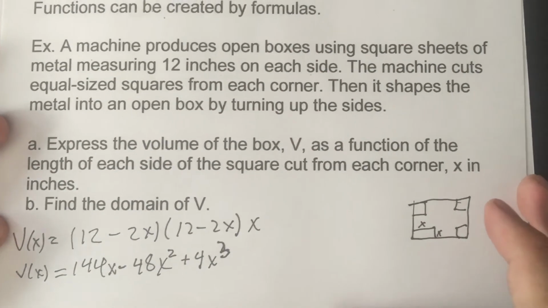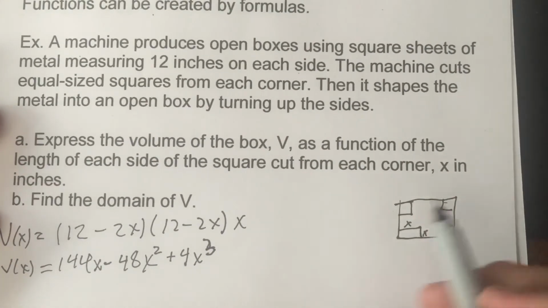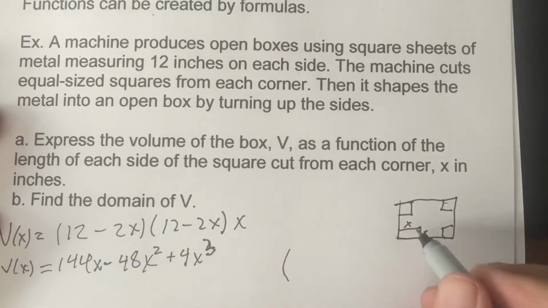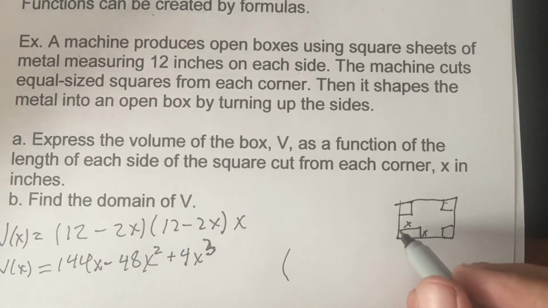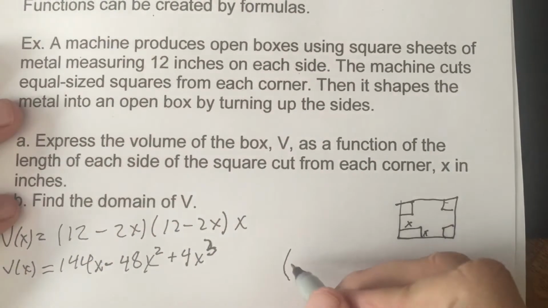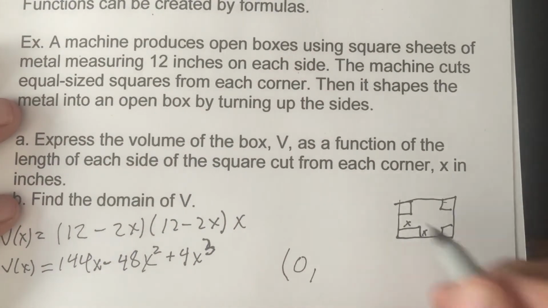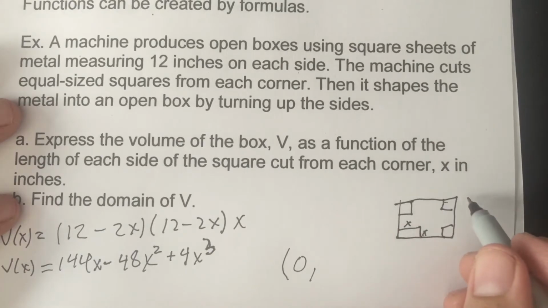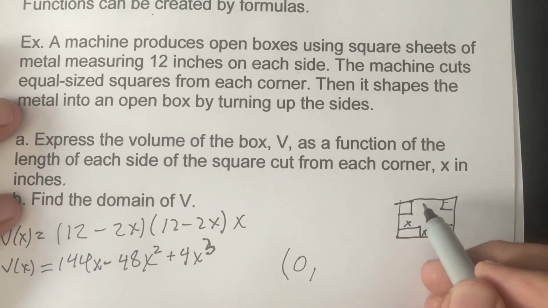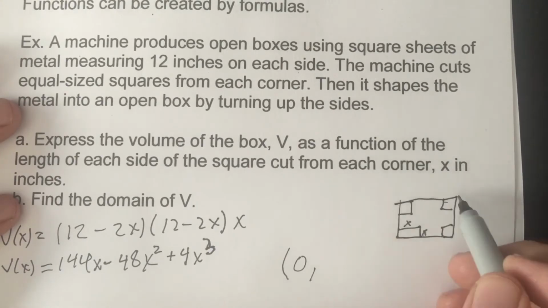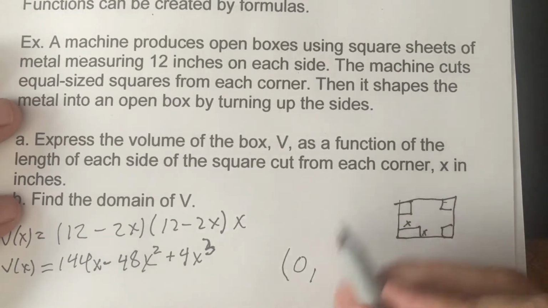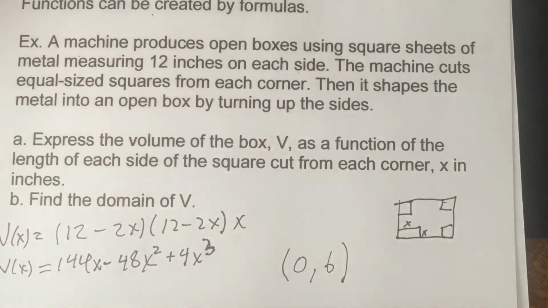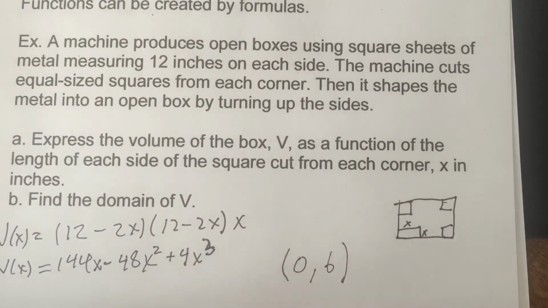B, find the domain of V. Well, what's the smallest x could be? We could take nothing out, but then we're not going to have a box. We need at least something notched out so we can start folding it up. So from 0 up to, well, what's the most x could be? x is coming from each side, so if the whole thing is 12, the furthest we can come in each way is halfway, which is 6 inches. Now we can't get to 6 inches because then we're cutting it all out and we're not going to have anything left.